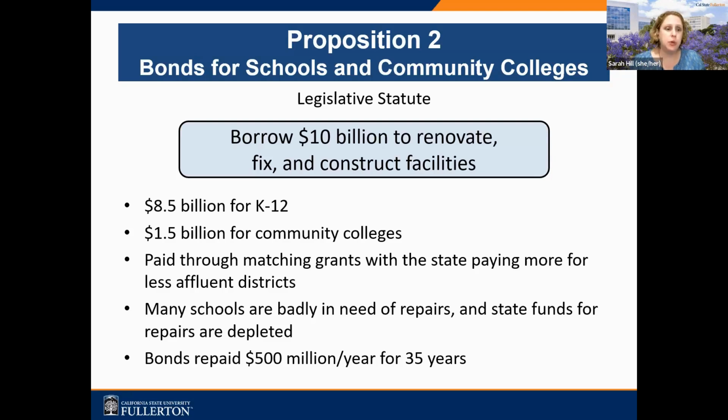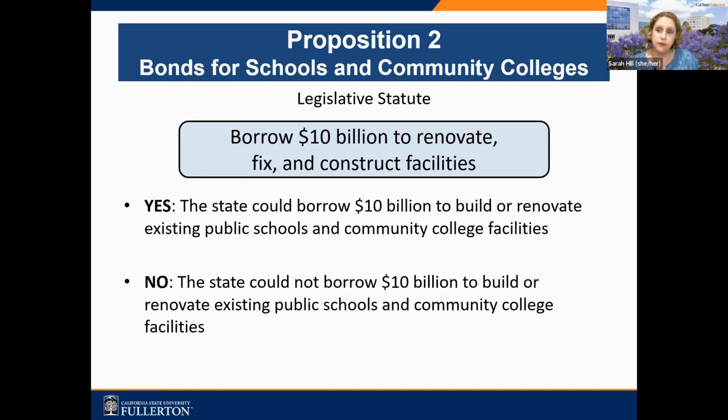The main concern about this one would be just the state going into debt, and it's a lot of money that we're spending. And so does the state have the ability to spend this money at this point in time? That would be the main concern about it. So if you vote yes, the state could borrow $10 billion to build or renovate existing public schools and community college facilities. And a no vote says no, the state could not borrow that $10 billion for public schools and community college facilities. So pretty straightforward.